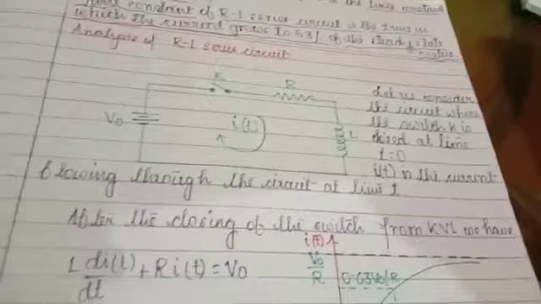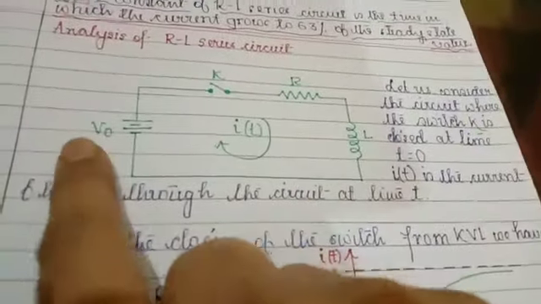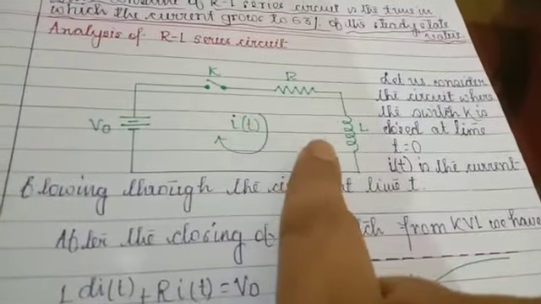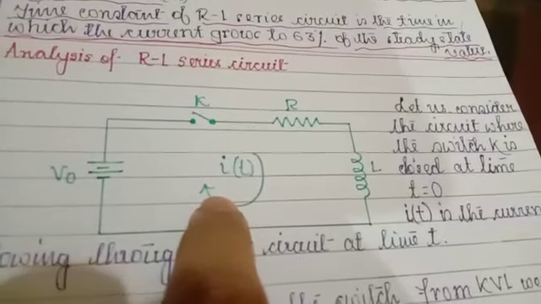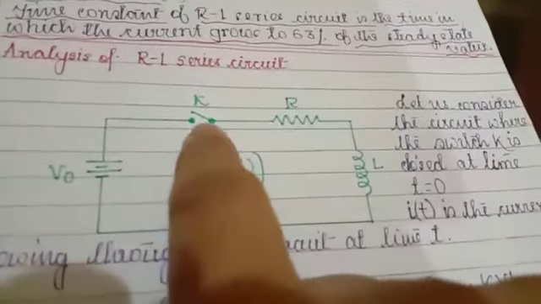Now today we will discuss analysis of the RL series circuit. This is the RL series circuit. R and L, resistance and inductance, are connected in series, supplied with a voltage V0. i(t) is the instantaneous current flowing through the circuit, and this is the key K.